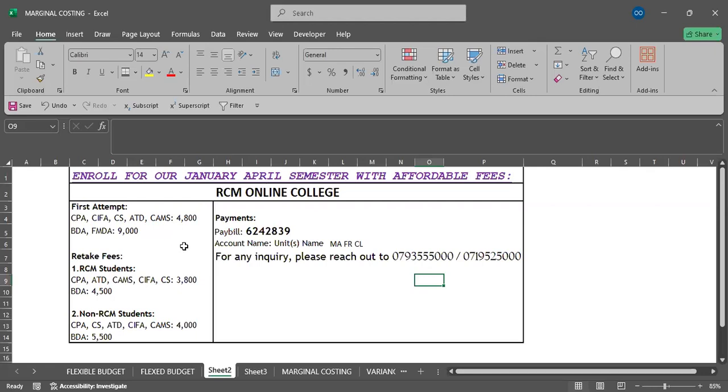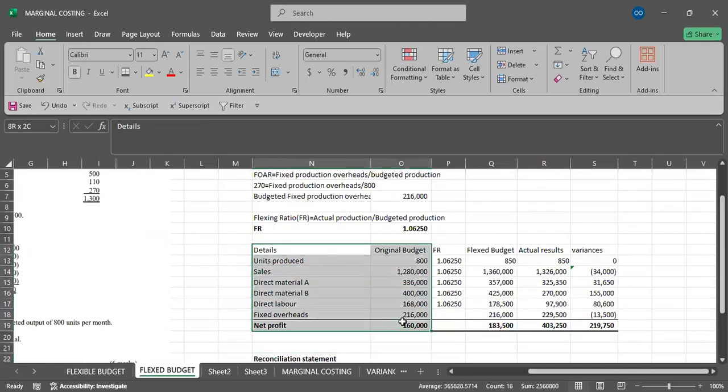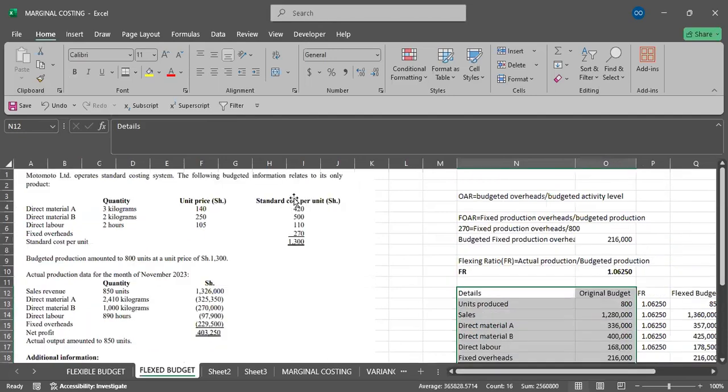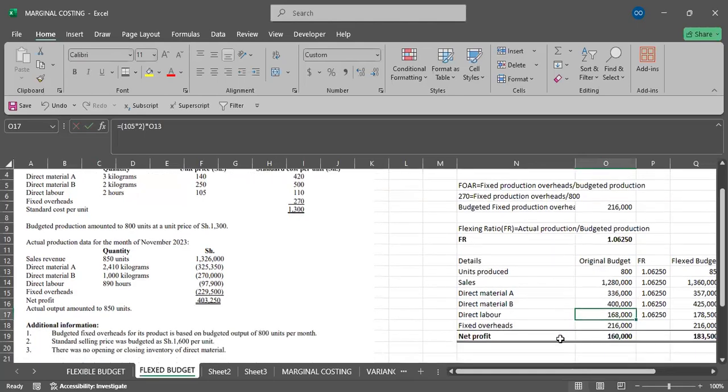Great. Somebody said they were not able to understand the original figures. This original budget, we got it from the standard cost. One unit of this product requires us to pay 420 for direct material A to produce 1 unit. And how many units have been produced? 800. So 800 times 420 gave us 336,000. Material B, each we are going to pay 500 to produce a unit of the finished product, and there are 800 units. So we take 500 multiplied by 800 units. That is what gave us 400,000.